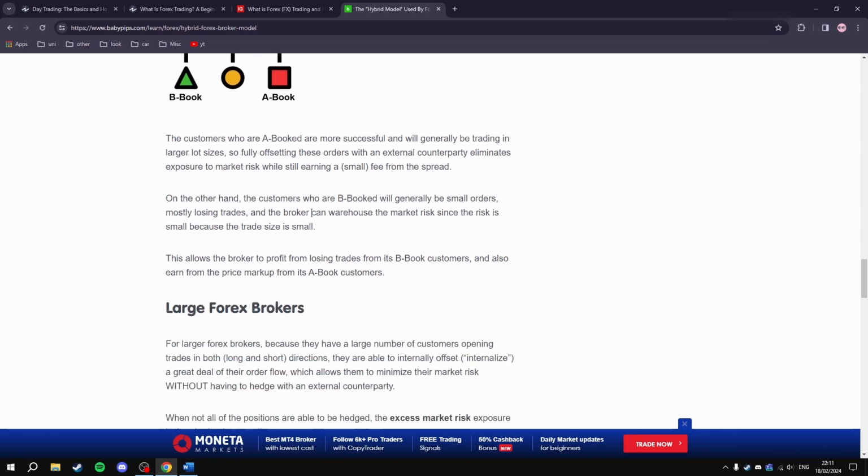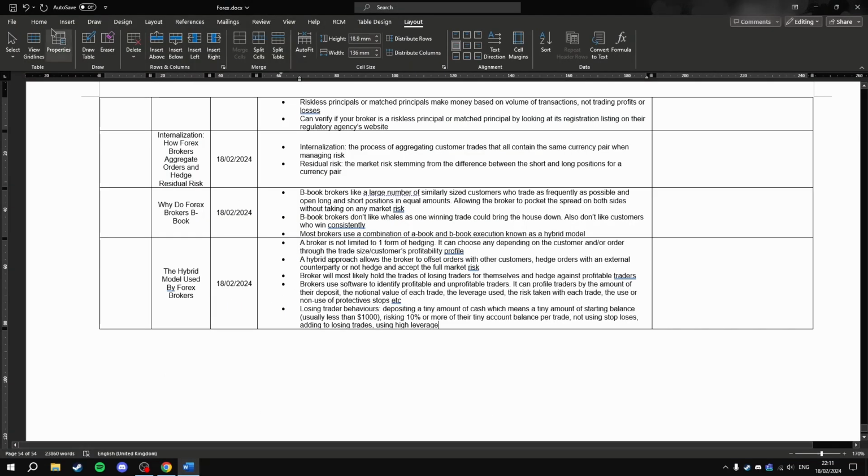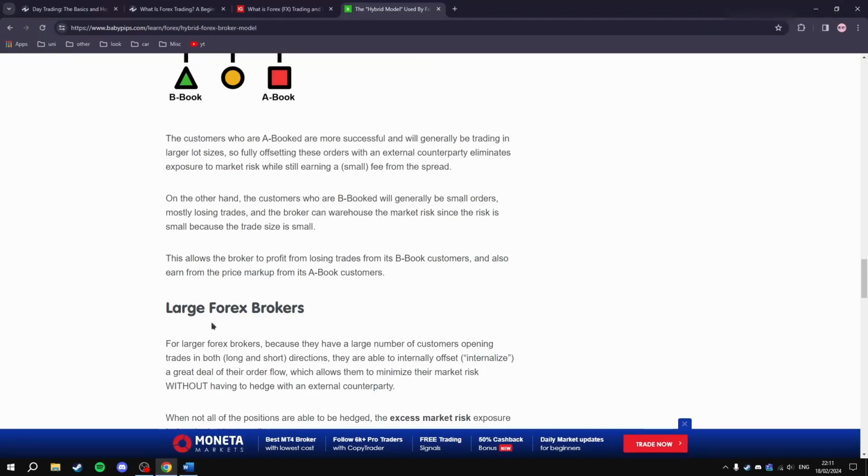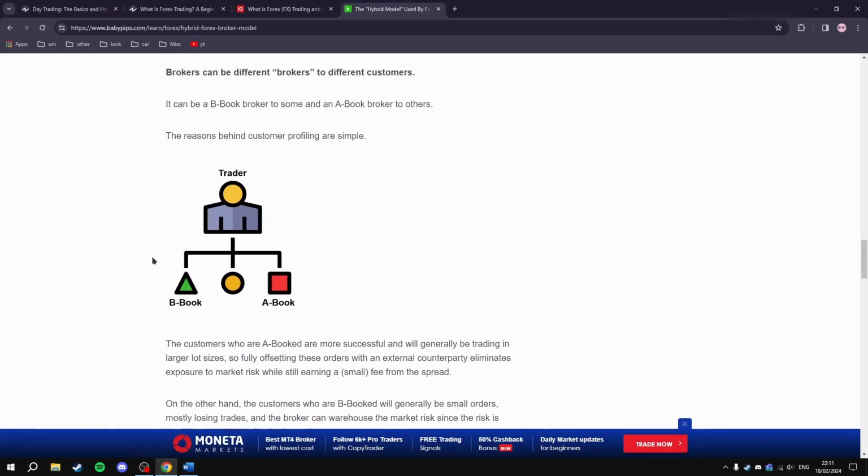On the other hand, the customers who are B-booked will generally place smaller orders, mostly losing trades, and the broker can warehouse the market risk since the risk is small because the trade size is small. This allows the broker to profit from the losing trades from its B-book customers and also earn the price markup from its A-book customers. Right, I see. So best of both worlds, basically.